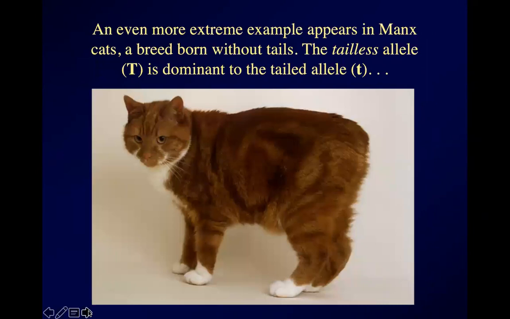There's an even more extreme example from cats. This is a Manx cat, and Manxes are born without tails. There are other breeds of cats that are born without tails. There's a breed called the Japanese bobtail, for instance, and this does not apply to them, but it does apply to Manx cats. The tailless allele, which we can write as capital T, is dominant to the tailed allele, which we can write as lowercase t. Okay, so tailless is dominant to tailed.